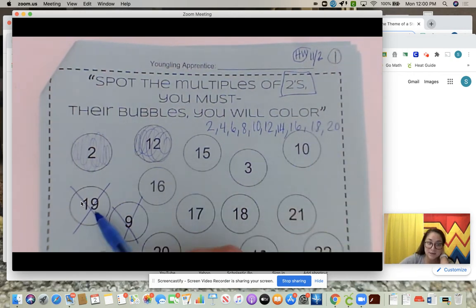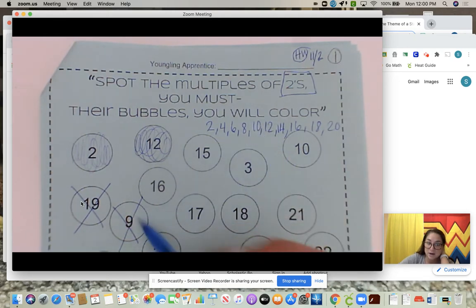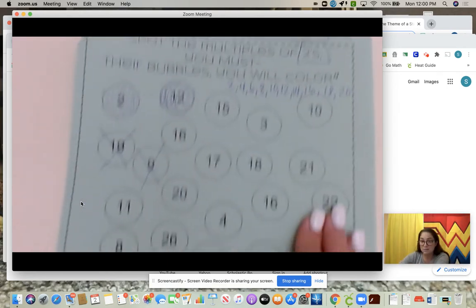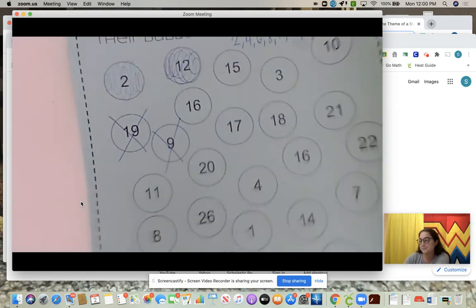No, we pass over 19, so that is not a multiple of 2. 9, we pass over 9, not a multiple of 2. Right, so that's what you're going to do for all these bubbles. Either cross them out or color them in.